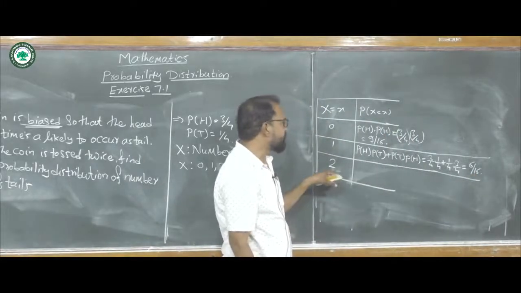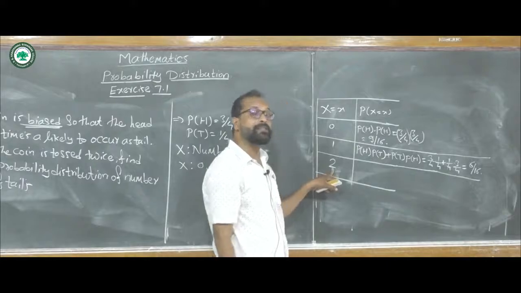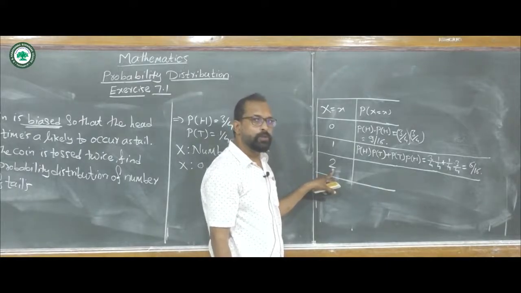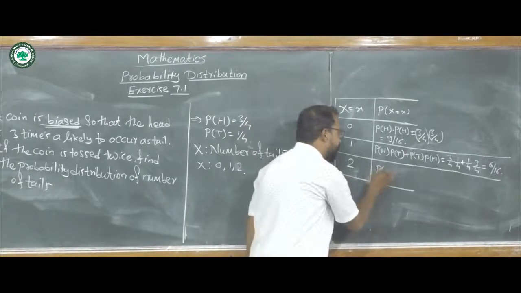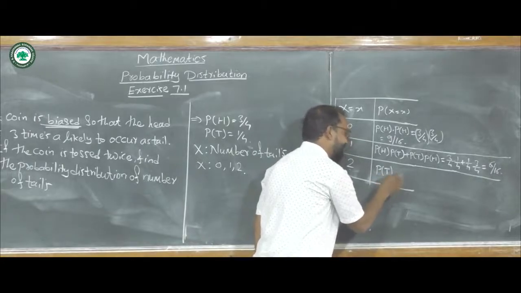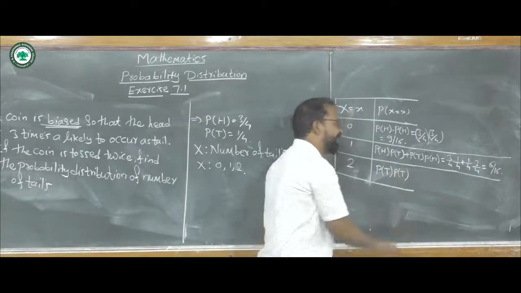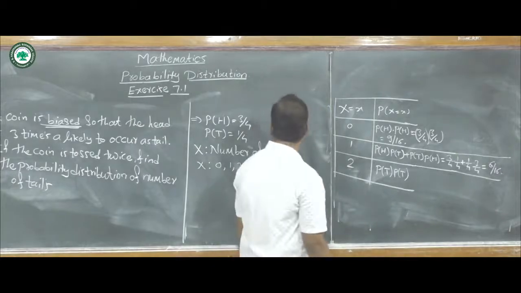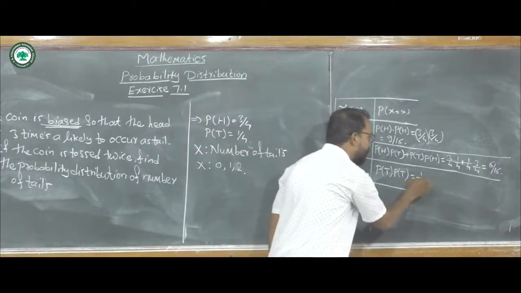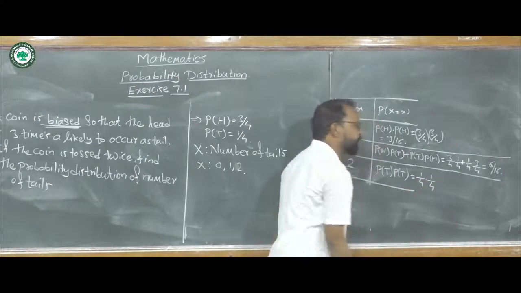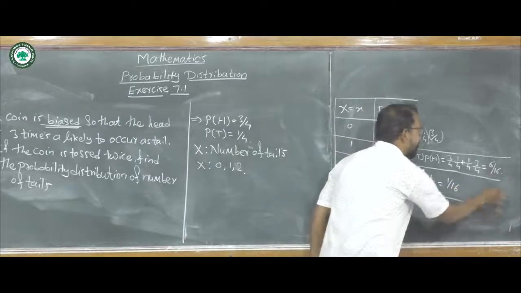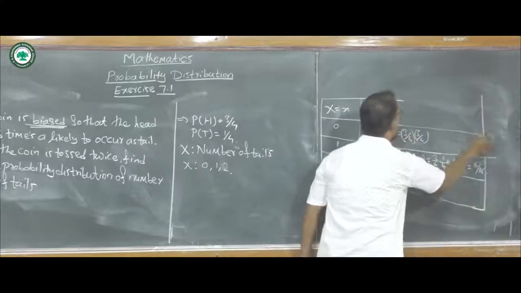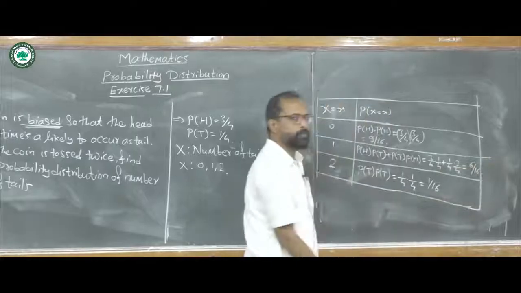Now for the last, the random variable X takes the value 2, that is, we get tails in both trials. So it is the probability of getting tail, a success, into the probability of getting tail, another success, and the probability of success is 1 by 4. So it gives 1 by 4 into 1 by 4, that gives 1 upon 16. So this is the probability distribution.